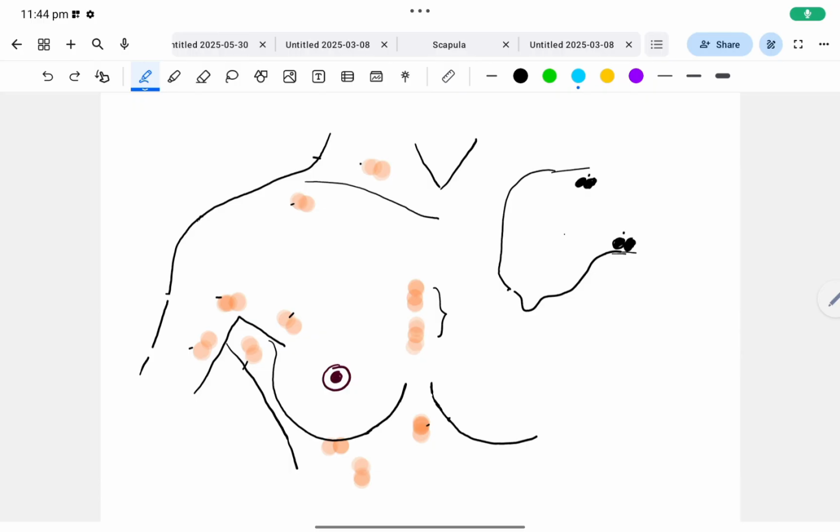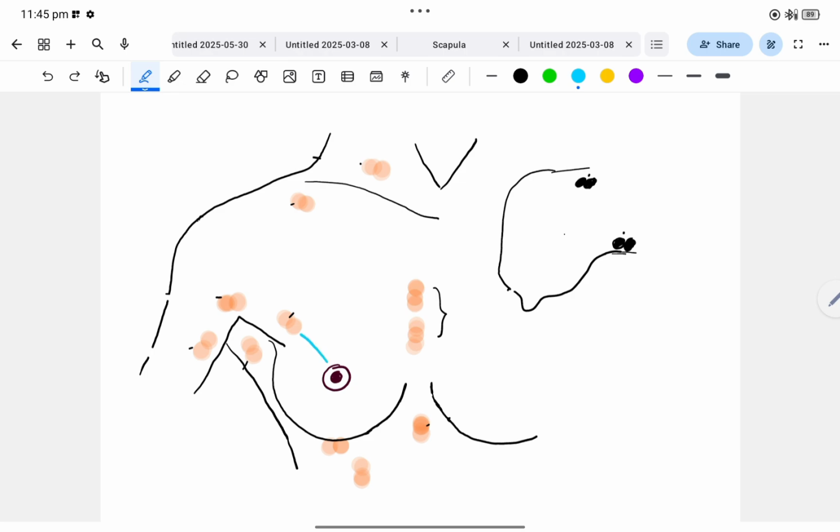So now we will see the route of drainage of lymph. So first, from breast the lymph is transferred to the axillary nodes, that is the anterior and posterior group of axillary nodes. Now which is the posterior and anterior group?